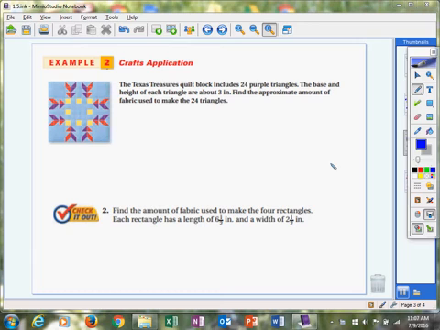And you don't want to have so much left over, you've wasted your money and you're not going to use this fabric anymore. So, there is a mathematical component to this thing. So we've got the Texas Treasures quilt block, includes 24 purple triangles, and you can see those on your picture there. The base and height of each triangle are about 3 inches. Find the approximate amount of fabric used to make the 24 triangles.